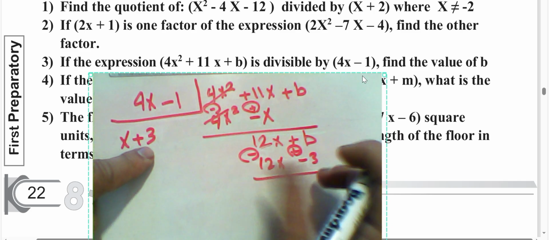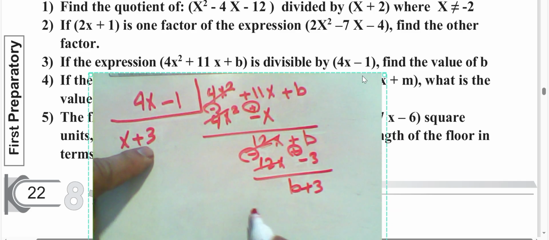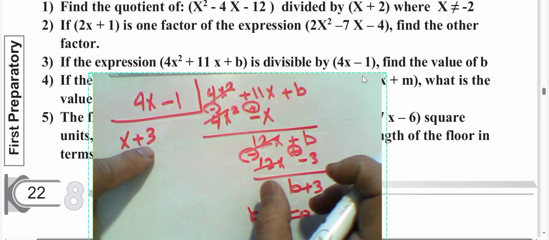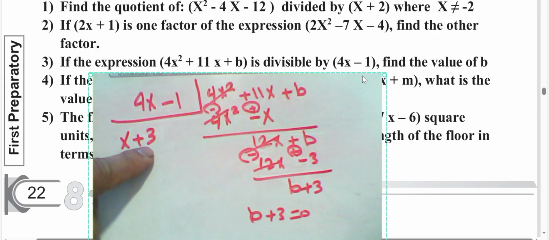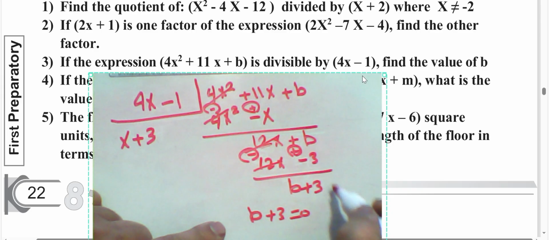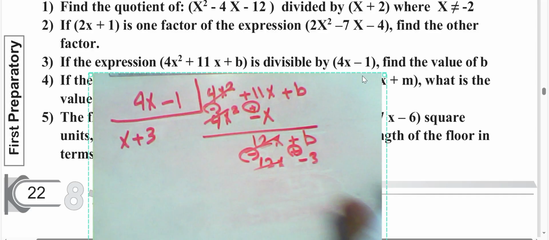Change the sign here. We can cancel, the result will be b plus 3. B plus 3 must be equal to 0 because it is divisible. This expression is divisible by 4x minus 1, meaning the remainder will be equal to 0. Then the remainder here, b plus 3 equals 0, so the value of b equals negative 3. Okay.